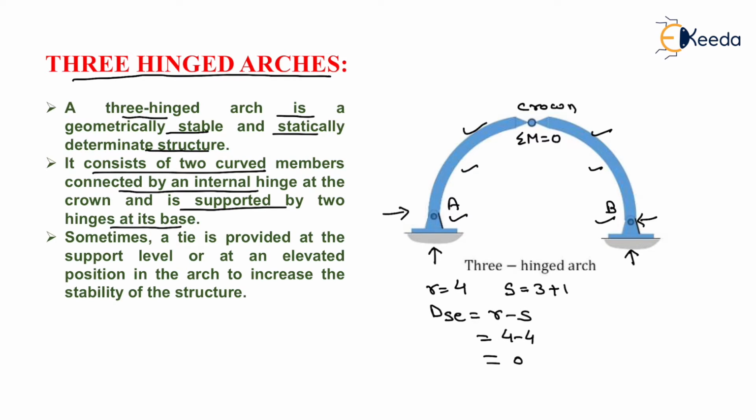Sometimes a tie is provided at the support level or at an elevated position in the arch to increase the stability of the structure. Sometimes a tie member like this is also provided to increase the stability of the arch. Clear?